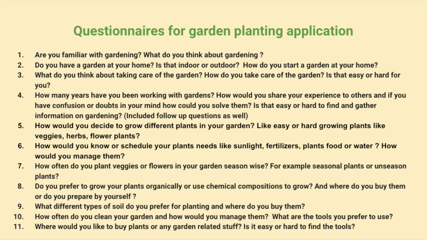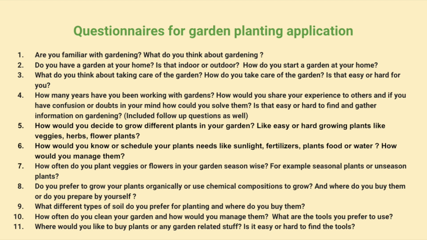In this question, we included follow-up questions. How would you decide to grow different plants in your garden, like easy or hard growing plants, like veggies, herbs, flower plants? How would you know or schedule your plants' needs, like sunlight, fertilizers, food, or water? How would you manage them? How often do you plant veggies or flowers in your garden, season wise? For example, seasonal plants or unseasonal plants.